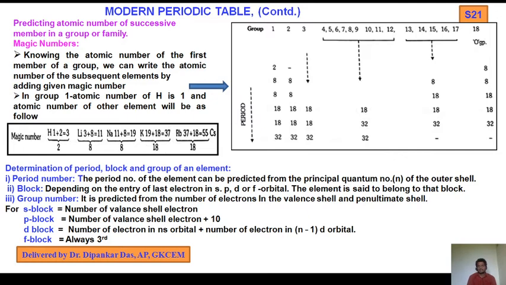So we know group 13 boron, group 14 carbon, group 15 nitrogen, group 16 oxygen, group 17 fluorine, group 18 neon. In this way we can find out the group number of s and p block. For s, it is simply the number of electrons in the outermost shell. For p block, the number of valence shell electrons plus 10. And for d block elements, the number of electrons in the ns orbital, keep in mind, plus the number of electrons in the (n-1)d orbital, that is the penultimate shell.